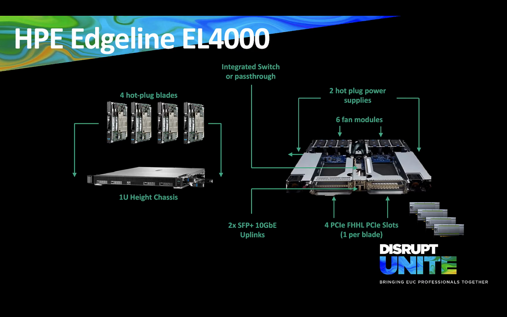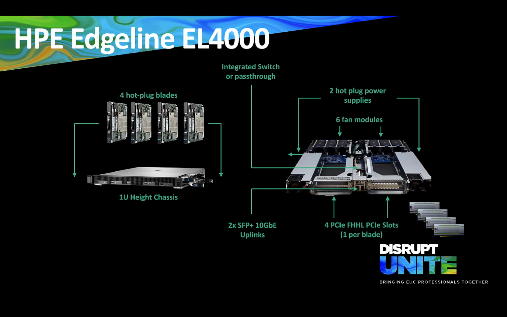So HPE's Edgeline EL4000 is this one. It's a 1U chassis, and you can put up to 4 blades in it, hot plug them in, 2 on each side, left and right. And if you open up the chassis, then you have integrated switch or pass-through. You also have 6 fan modules, no moving parts. You have 2 power supplies, so N+1. And 2 times 10 gigabit uplink.